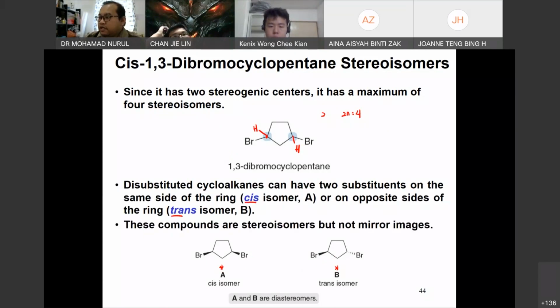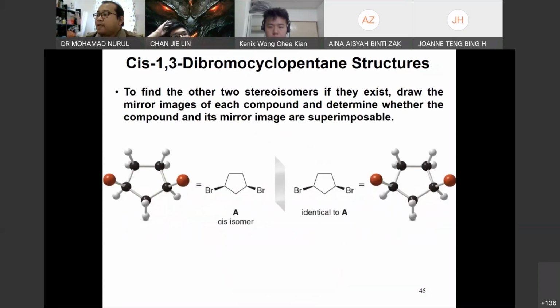Okay, this compound has stereoisomers, but not a mirror image. For the cis-1,3-dibromocyclopentane structures, to find another two stereoisomers, if they exist, draw the mirror image of each compound. Again, this is the mirror. So draw the second structures.